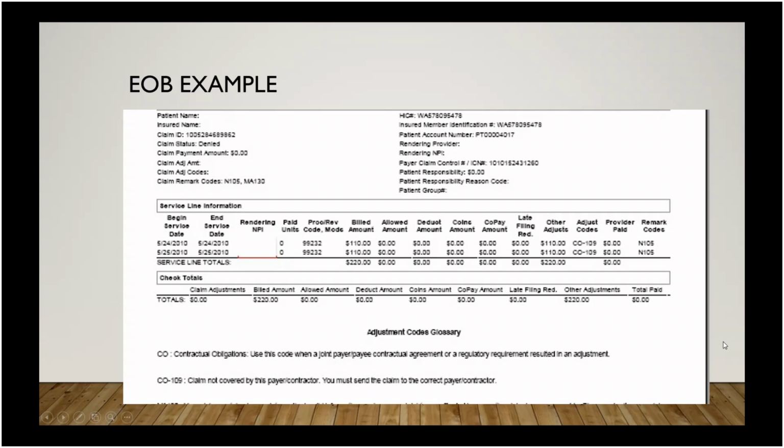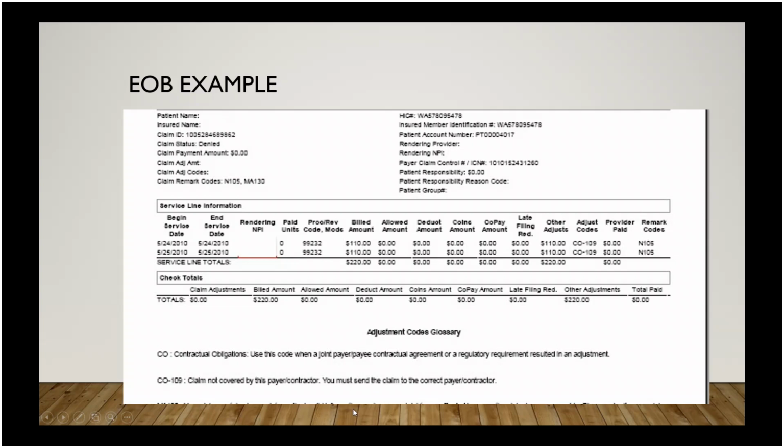So what we're looking at now is another example. We have the patient's name, we have the insured, the services. Here we have 524, end date of service is 524, paid units is 0. Procedure code, we have 99232. So again, that's the same bill. Amount billed was 110. Amount allowed is 0. Deductible, coinsurance, everything is 0. Other adjustments, CO 109 and remark code N05.